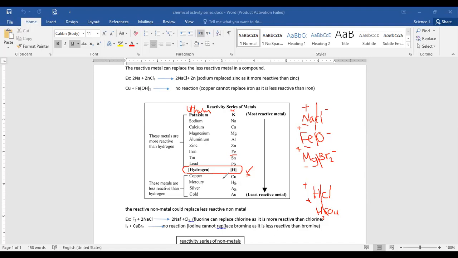But in that list, there is hydrogen in the middle, and hydrogen actually is not a metal. So why do we put hydrogen, which is a non-metal, in a list of metals? We said because in some chemical compounds, hydrogen behaves like metals. What does it mean? I give you different examples here: sodium chloride, iron oxide, magnesium bromide. We always start with the metal, which represents the positive part of the compound.